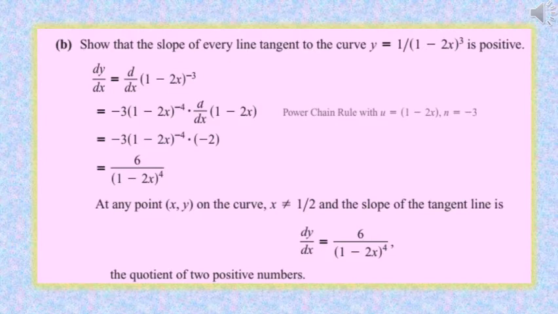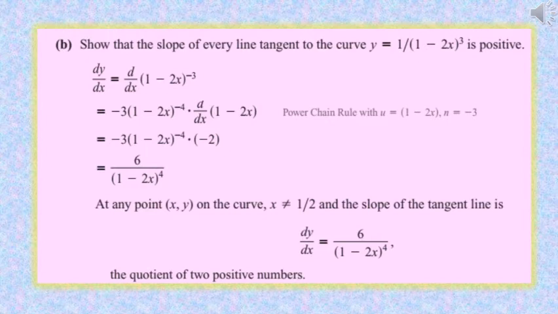Here in this step, we want to show that the slope of every line that is given on the curve is positive. So for the slope, we will calculate the derivative. For the derivative, we will apply d by dx on the given function, and the given function is y equals 1 by 1 minus 2x to the power 3.